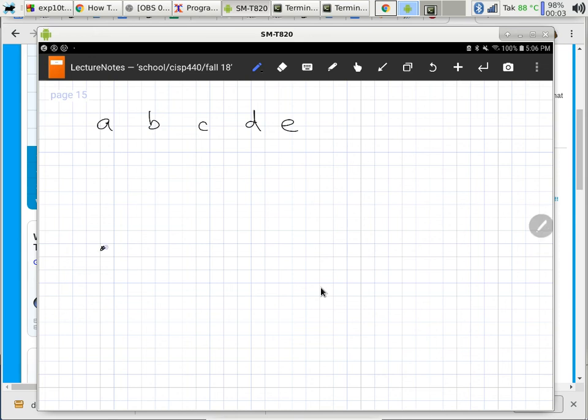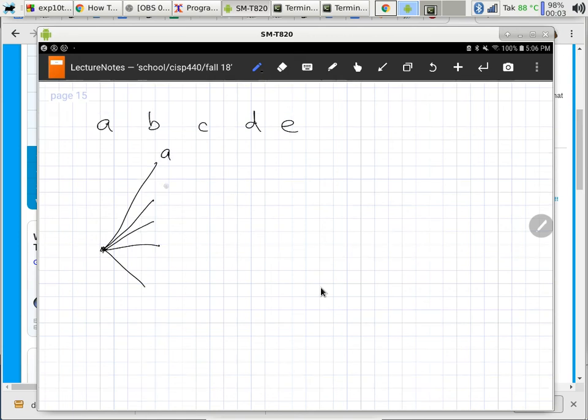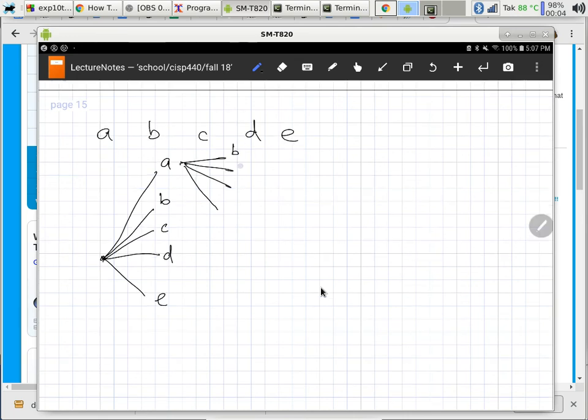What can I choose as the first of the 5 things? There are 5 ways to do it, right? I can choose A as the first, B as the first, C, D, or E as the first. Let's say I chose A as the first. What choices do I have after I have chosen A as the first? Now I'm choosing the second one. I got 4 choices, right? Yep, exactly. We got B, C, D, E as my second choice.